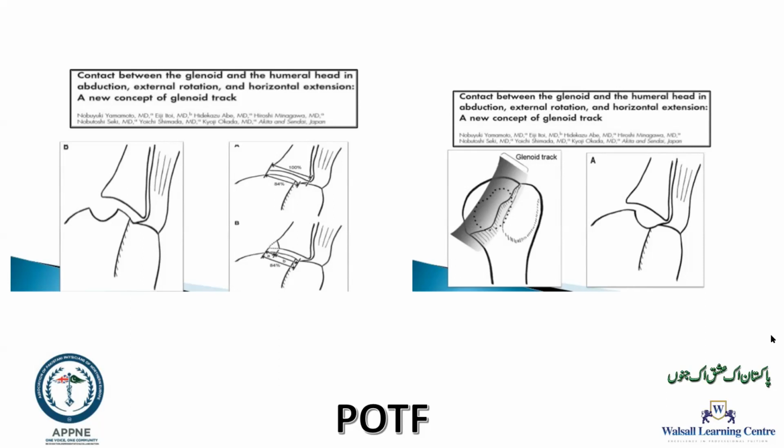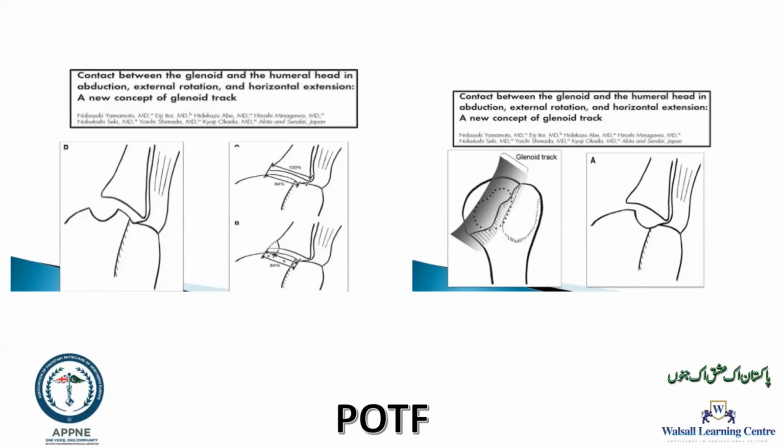The glenoid and the humeral head should have 84% contact. This is what an MR or a CT scan will tell you. On this picture, this is the glenoid track, and this is the humeral head. The humeral head will move on the glenoid and track on it like a rail track.